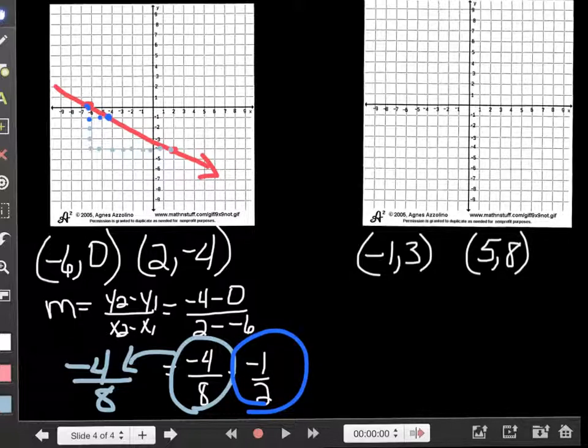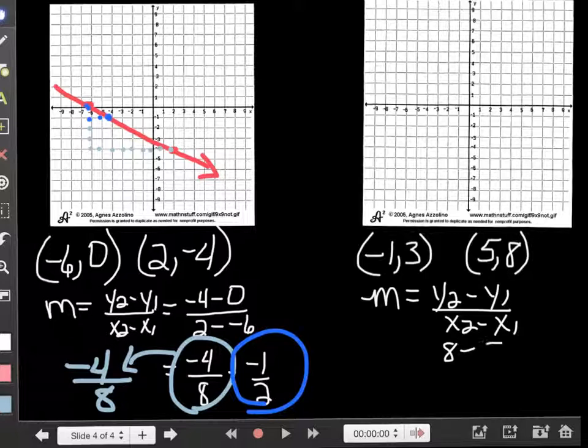The last example that I want to look at has the ordered pairs negative 1, 3, and 5, 8. So again, we're going to use the formula m, our slope, equals y2 minus y1 over x2 minus x1. Okay, y2 is 8 minus y1 is 3 over x2, 5, minus x1, negative 1. Well, 8 minus 3 gives us 5. 5 minus negative 1 is 6. That's 5/6.